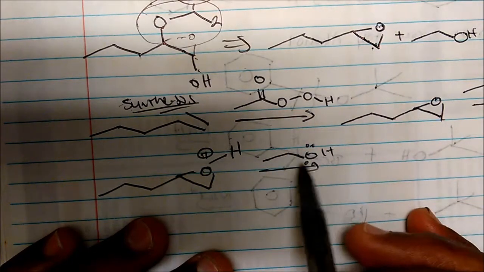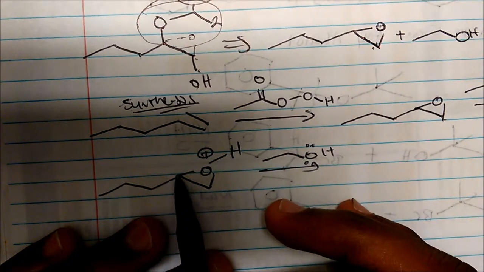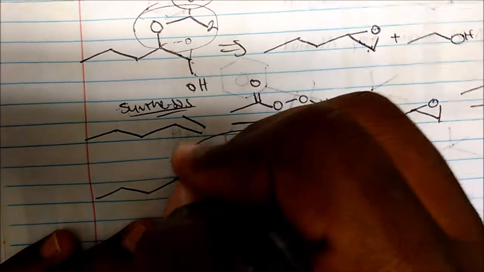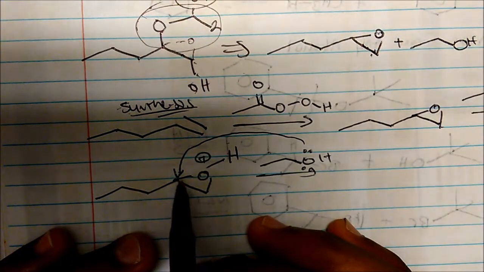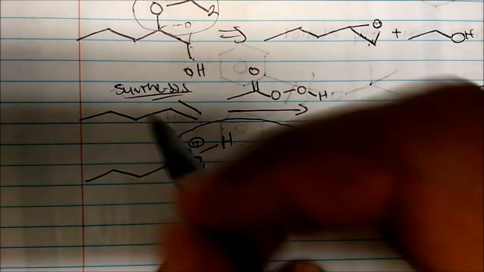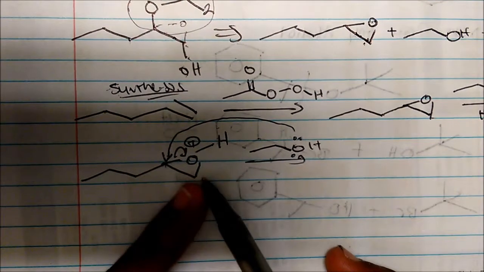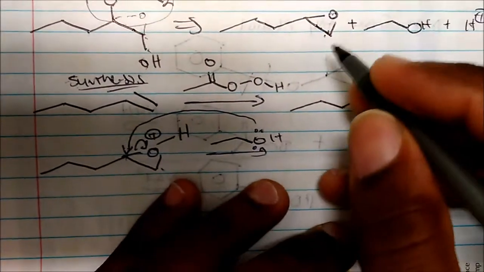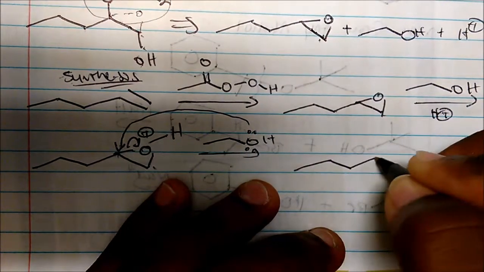Now remember, it's in acidic conditions, so the nucleophile attacks the more substituted carbon. So this oxygen is going to come in, attack the carbon, and kick off the alcohol, which does not leave. It's just bonded to this carbon. So now we have something that looks like this.